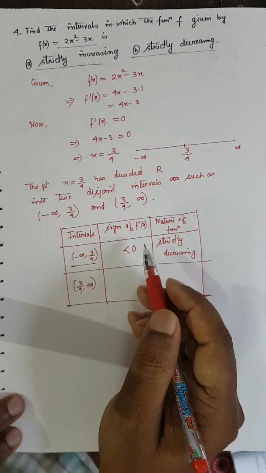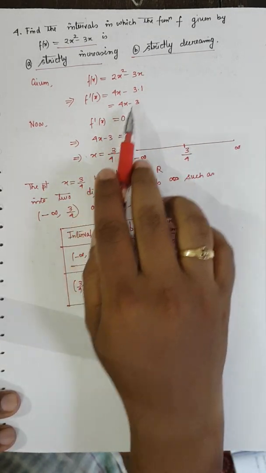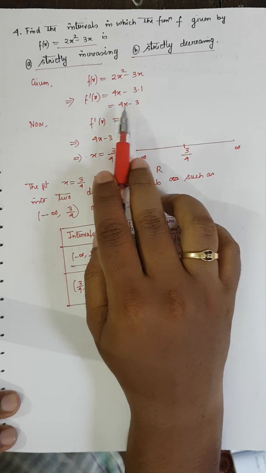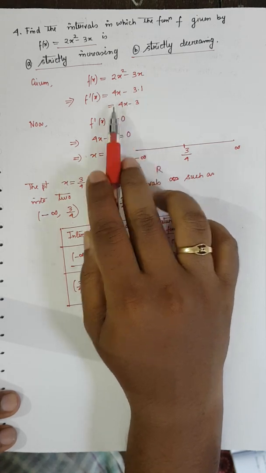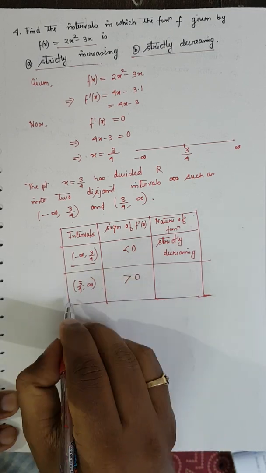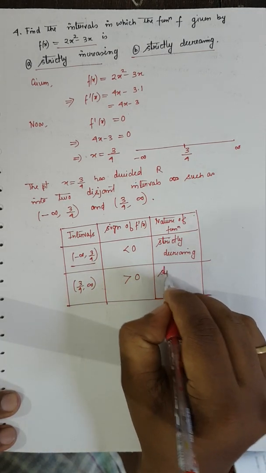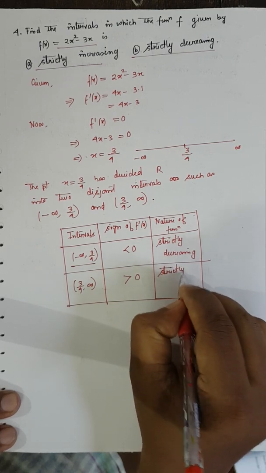Now if x is greater than 3 by 4, take 1. If I put 1 here, it is 4 into 1 minus 3, positive. So the sign of f dash x will be positive where x belongs to 3 by 4 to infinity. So the function is strictly increasing.